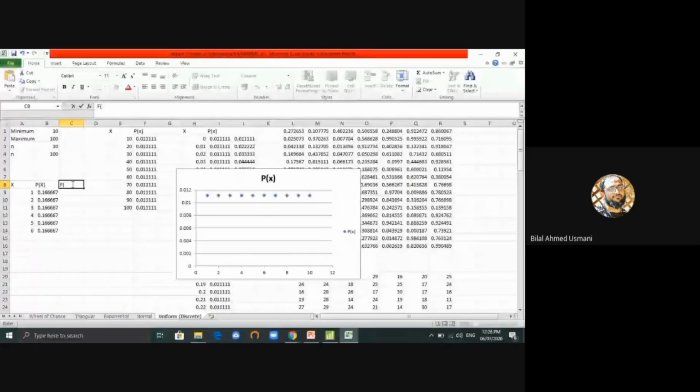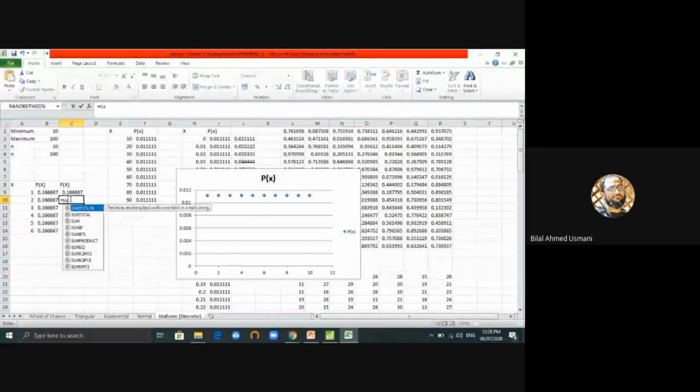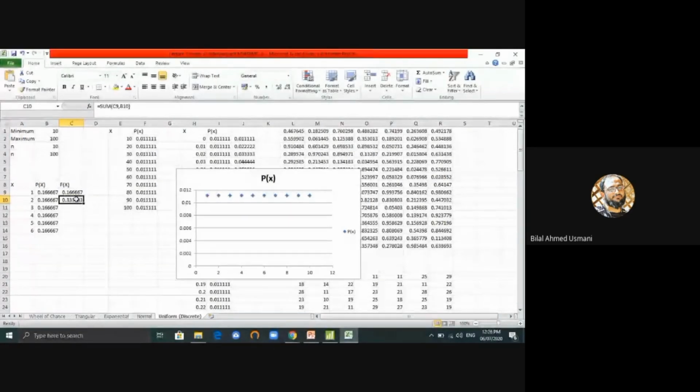That would be the sum, as Abdul Rahman suggested, of this and this. And then if I keep dragging it down, the cumulative probability will become 1 at the end. And the individual probability is 0.166. So if I plot it, what would I get?